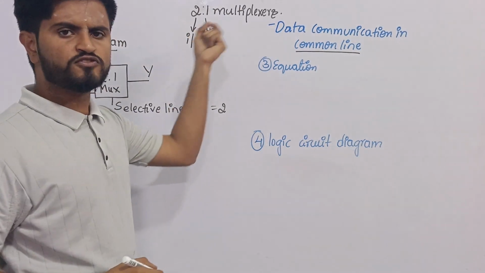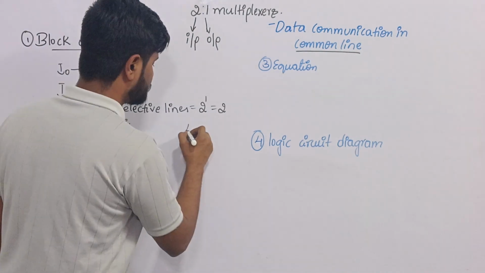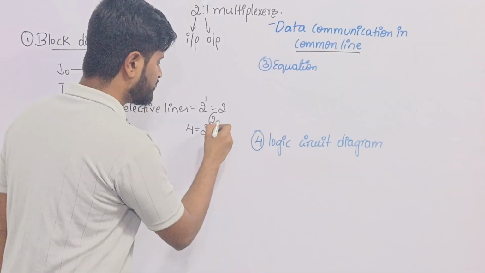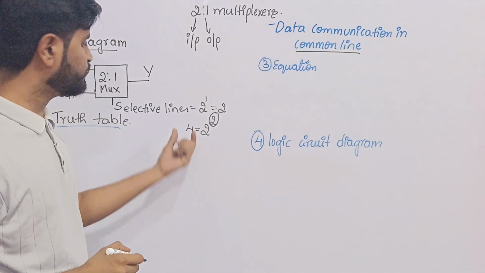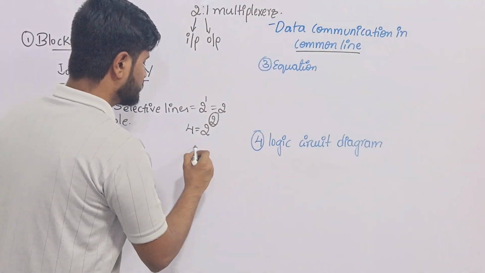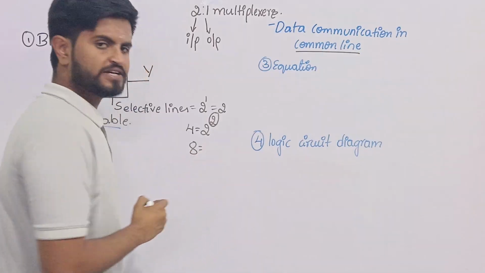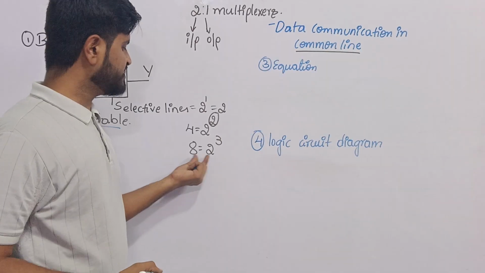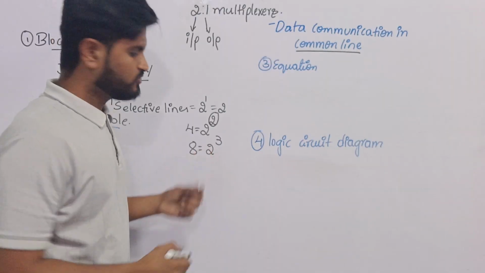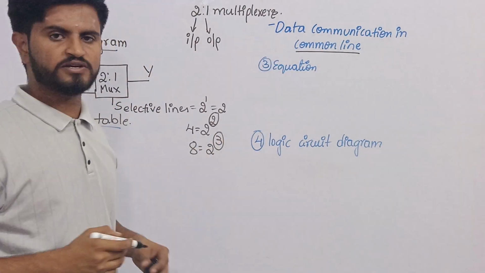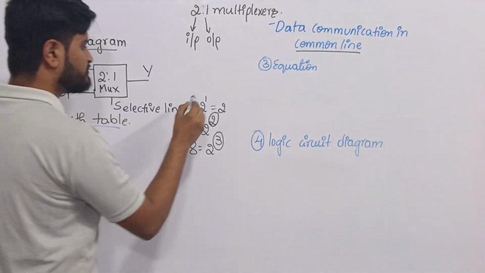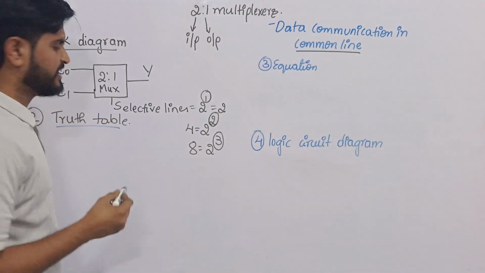If it was a 4 to 1 multiplexer, I would represent it as 2 power 2. Therefore, two selection lines will be there in a 4 to 1 multiplexer. Like that, an 8 to 1 multiplexer means 2 power 3. You can represent 8 using 2 power 3. So 3 selection lines will be there in an 8 to 1 multiplexer. In this 2 to 1 multiplexer, there is only one selection line.